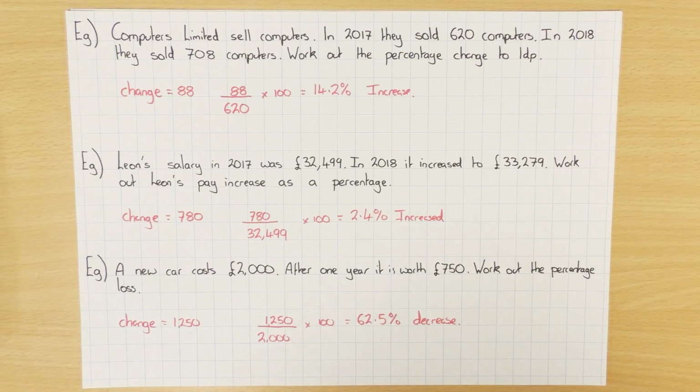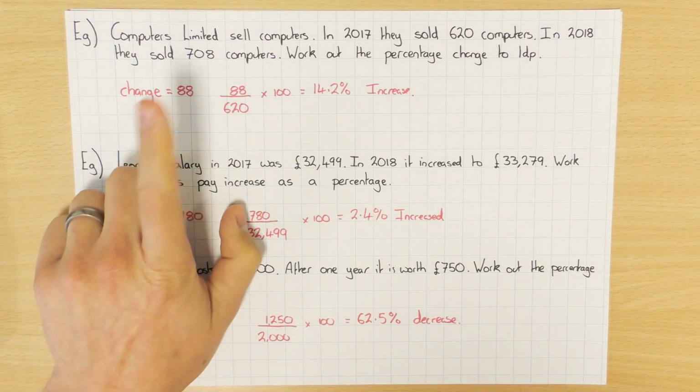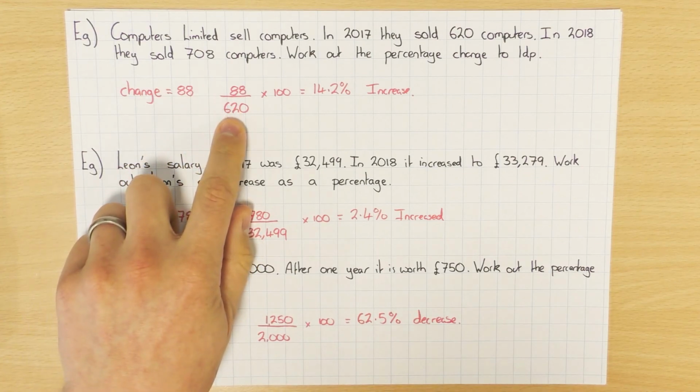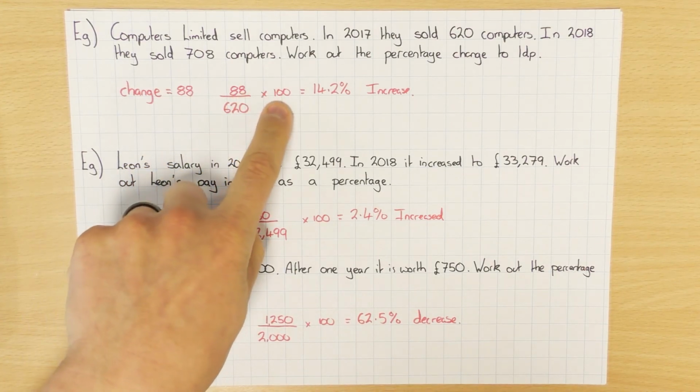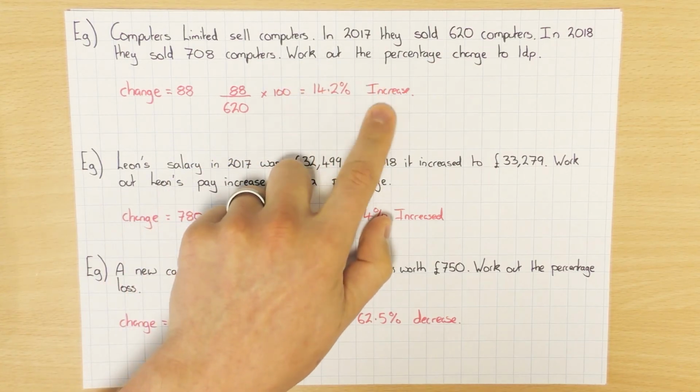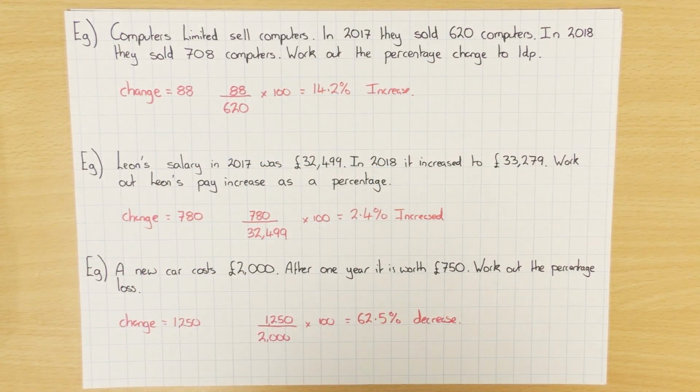Okay guys, so there's some examples to help you with percentage change. It is that simple. What is the change? Divide it by the original amount before anything happens, times it by 100 to put it into a percentage, and then don't forget to state whether it's an increase or a decrease.